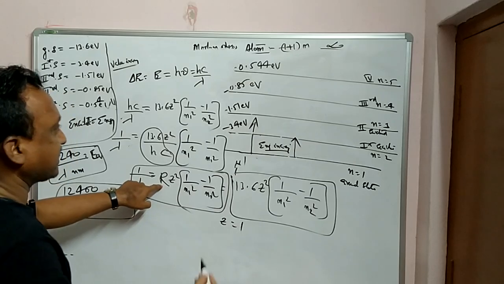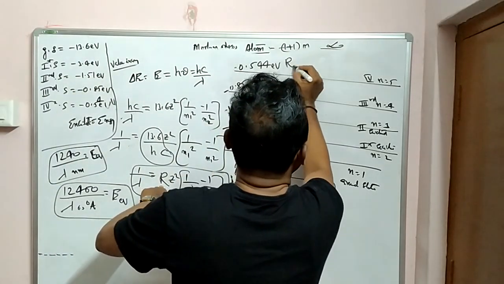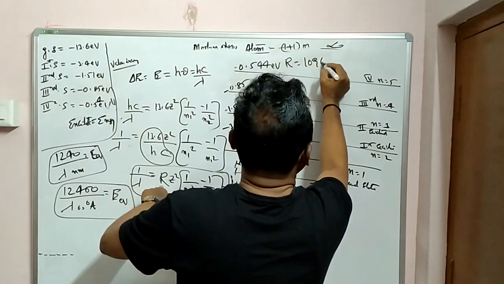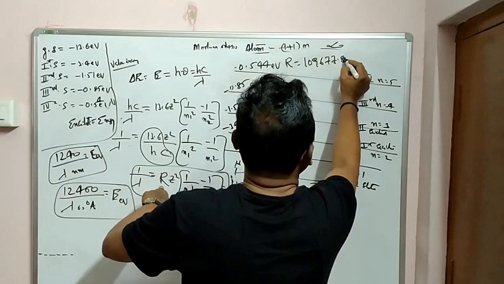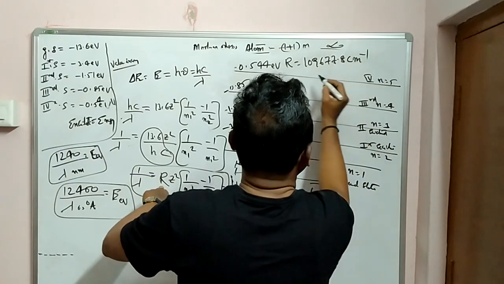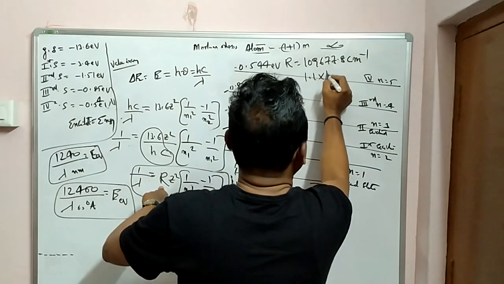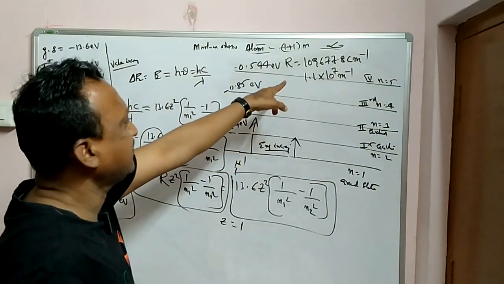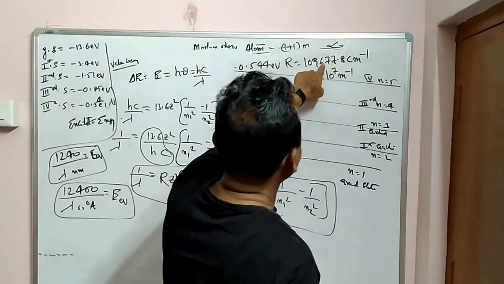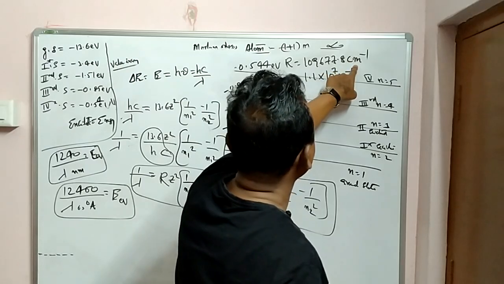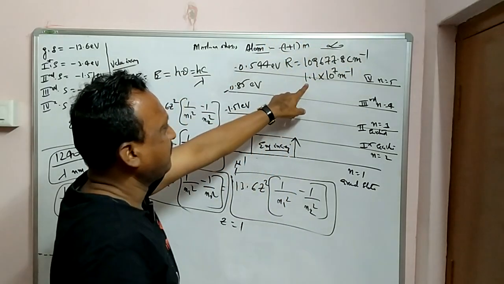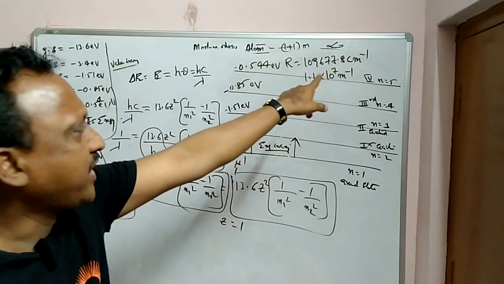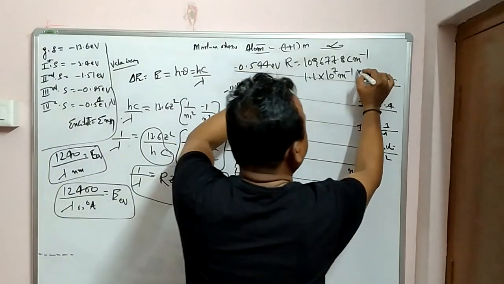This R is called the Rydberg constant, and its value is 109,677.8 centimeter inverse, or simply 1.1 into 10 power 7 meter inverse. You can change that value, because 109,677.8 centimeter inverse, you can convert into meter also. When you convert, you will get it as 1.1 into 10 power 7 meter inverse.